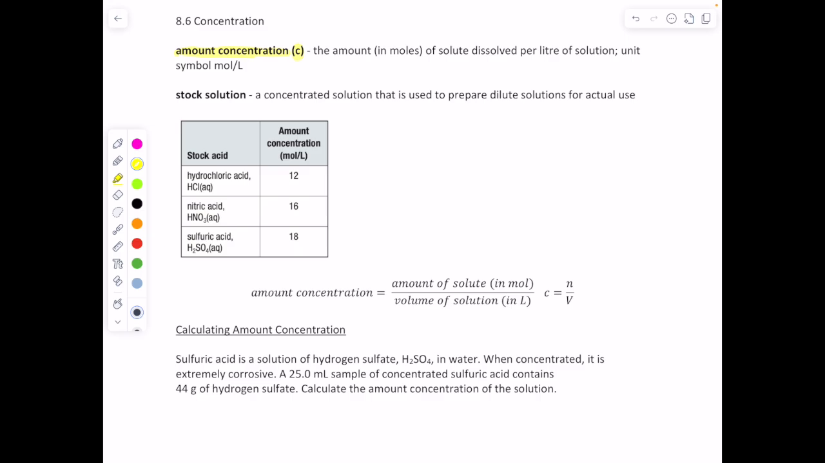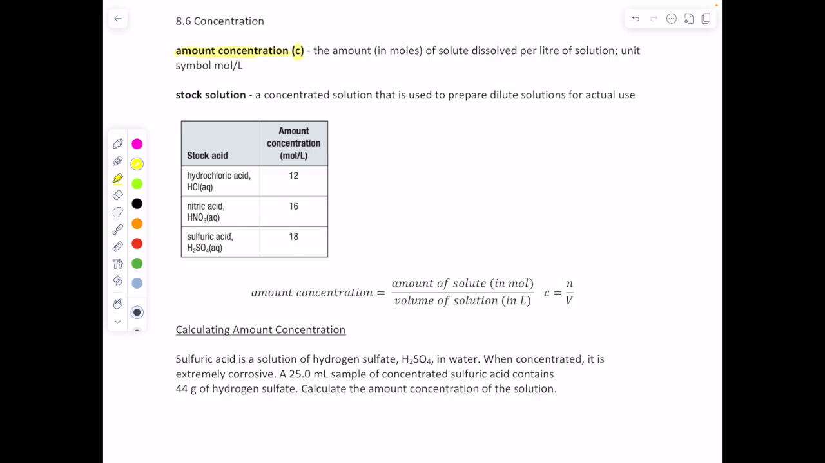The concentration of stock solutions depends on the type of stock acid. For example, hydrochloric acid has a stock acid amount concentration of 12 moles per liter. The stock acid nitric acid has an amount concentration of 16 moles per liter. Sulfuric acid has an amount concentration of 18 moles per liter for the stock acid.